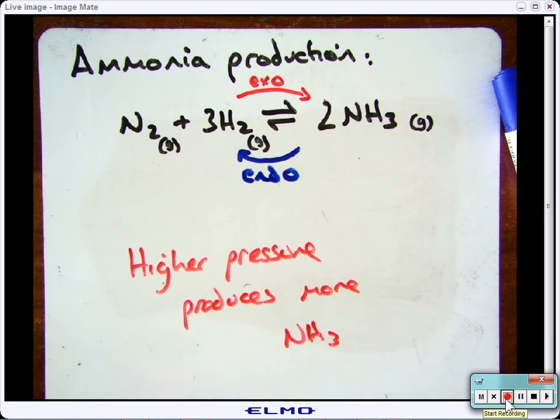The issue we've got though is if you increase the pressure more and more and more, it becomes more and more expensive because you need more and more powerful containers to withstand the pressure. So again, a compromise needs to be met. This is where the Haber process comes in.